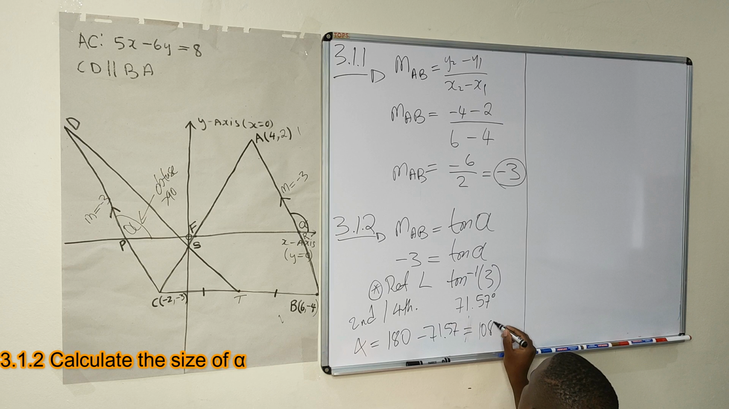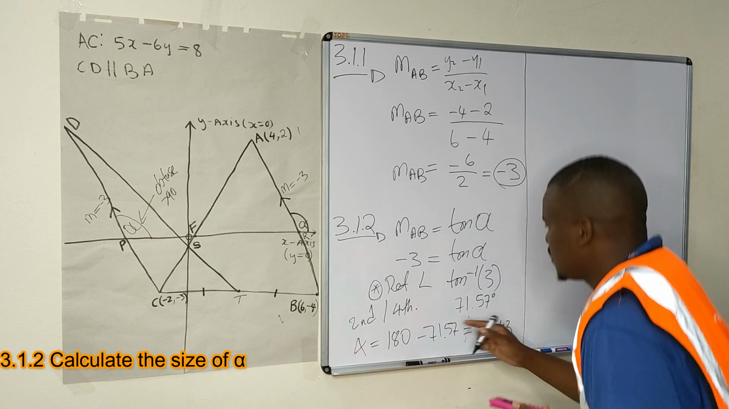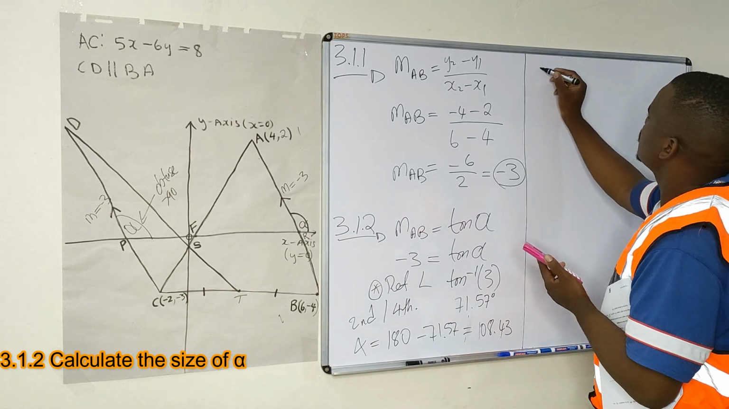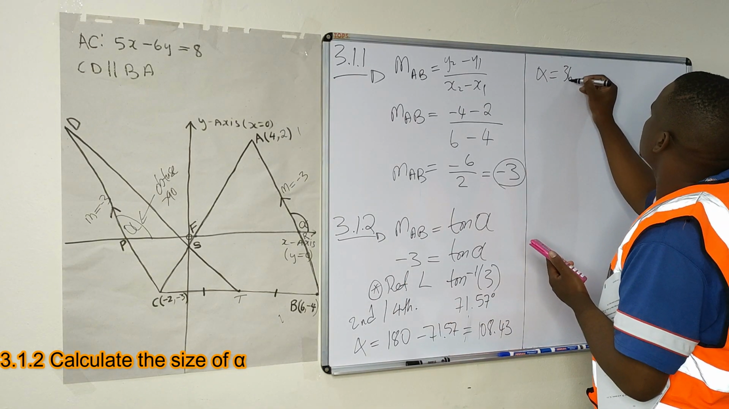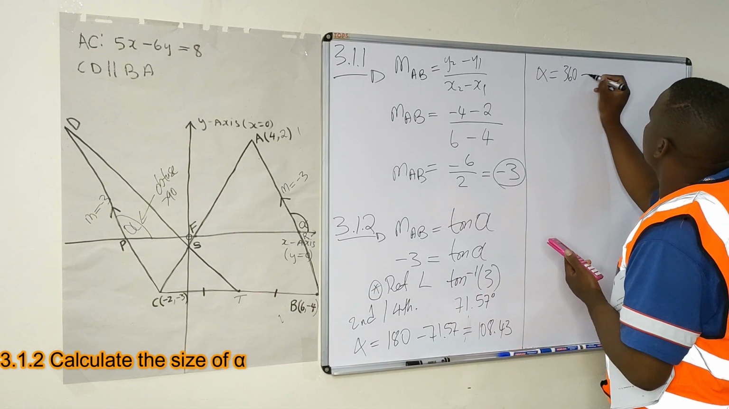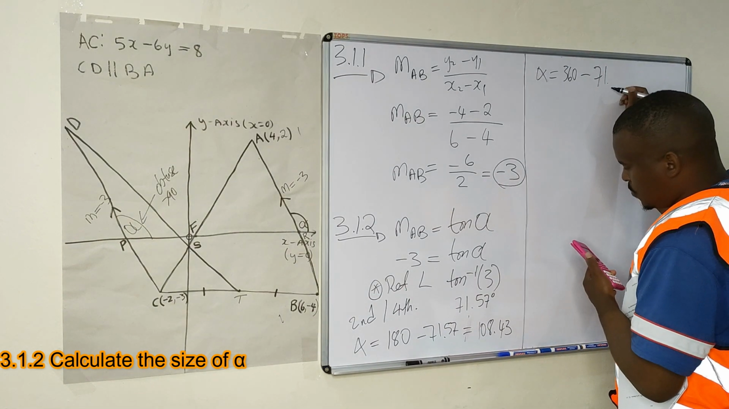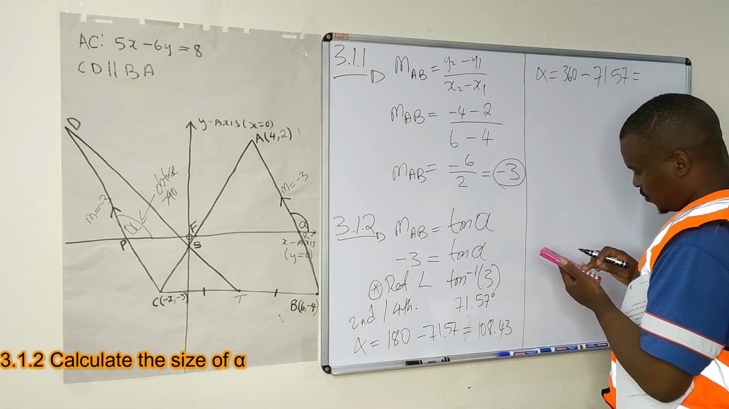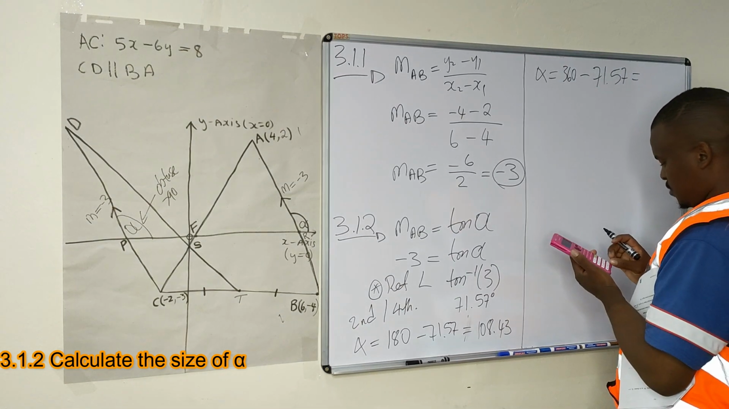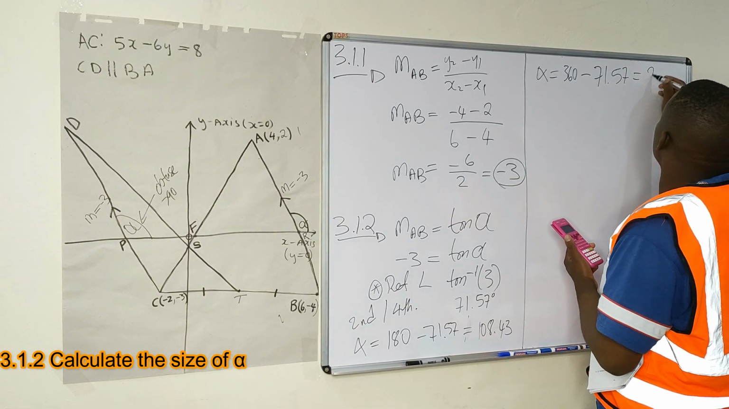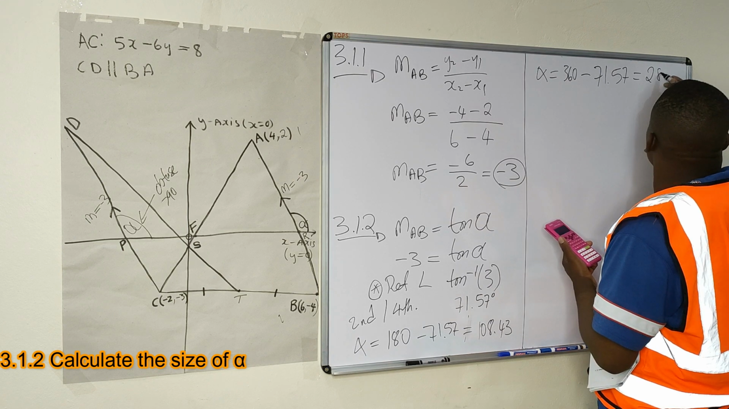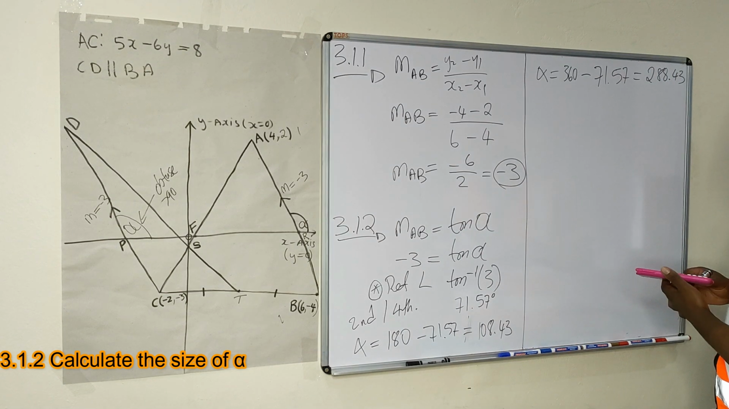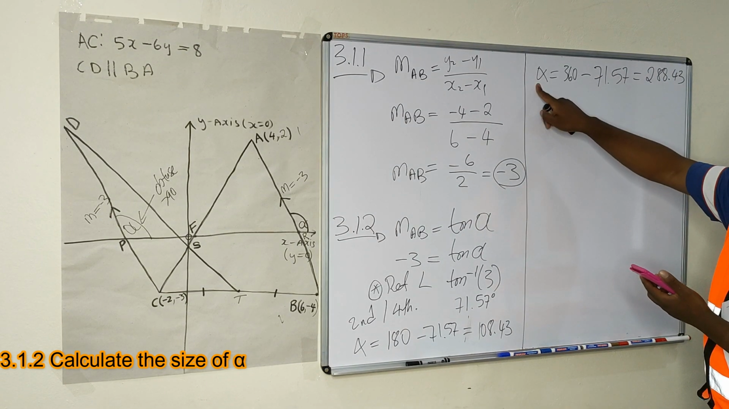So it's 108.43. The other possible position where tan is negative is the fourth quadrant. So 360 minus 71.57. So it's 288.43, right? These are two possible values of alpha.